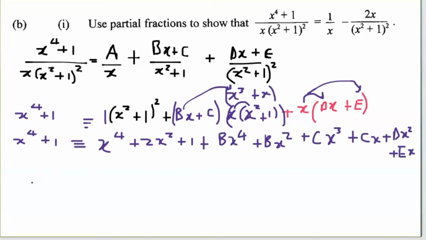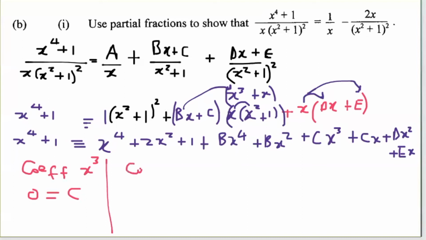Now, what I'm going to do is find out what are B, C, D, and E by using the coefficient of the variable. So equating the coefficients, let's look at the coefficient of x cubed. On my left hand side, there's no x cubed, so we say the coefficient of x cubed on the left is 0 because there's nothing there. On the right hand side, we look for the x cubed, and this is c. The coefficient of x cubed is c. So here I'm able to say c is 0.